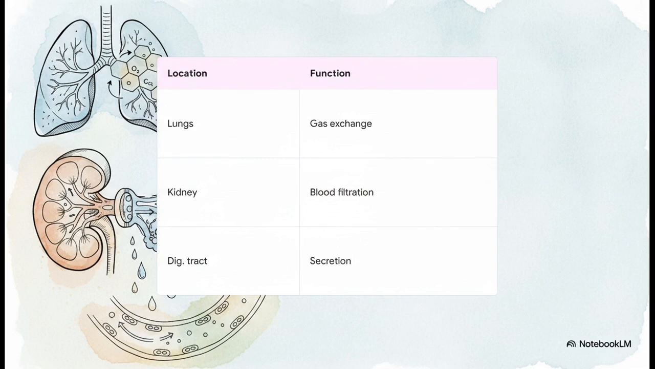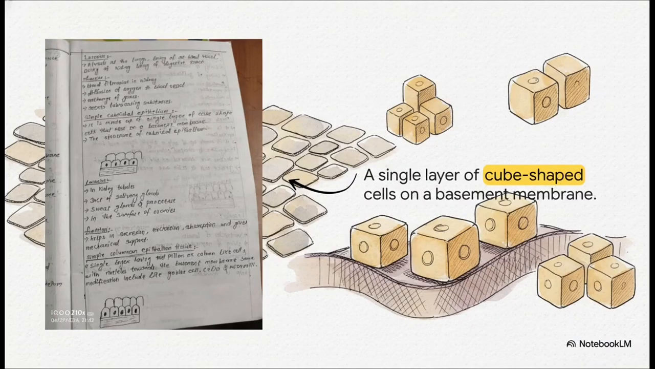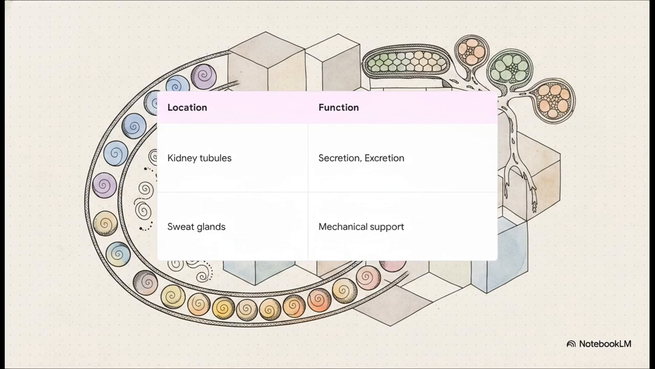Make sense, right? But what if the body needs something just a little bit sturdier than a flat, fragile tile? That's where it builds into simple cuboidal epithelium. Looking at this next diagram, you can immediately see the distinct shift. We've gone from flat, pavement-like tiles to these sturdy, cube-shaped blocks, still resting firmly on that same basement membrane. And this blockier, cube-like shape perfectly equips these cells for totally different jobs.